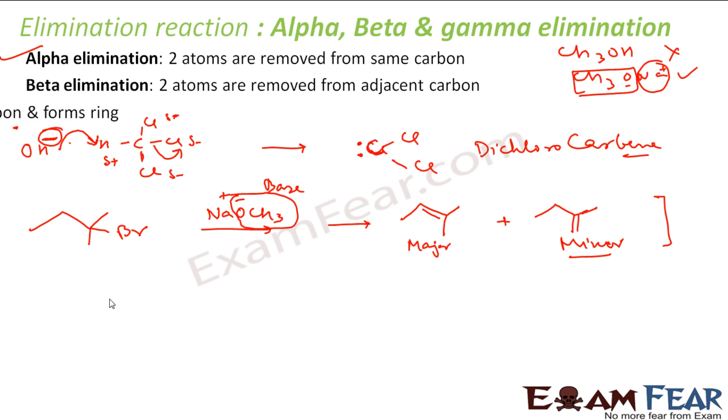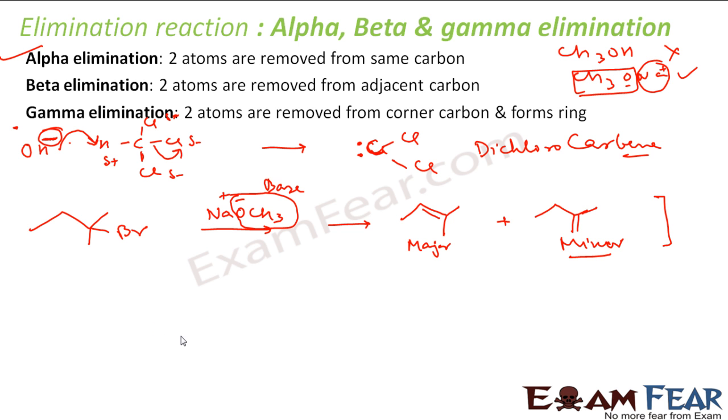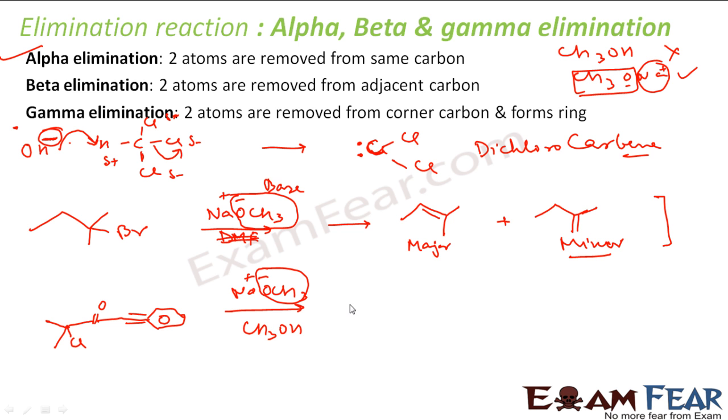The next is gamma elimination. In this case, two atoms are removed from the corner atoms and form a ring. For example, I have this compound. Let us add the chlorine here. So in this case, again, I will use NaOH, because I'm going for elimination. It has to be a strong base. And let me put a medium also. If you want, you can put a DMF medium, or you can put a protic solvent. So with this, what you get is something like this.